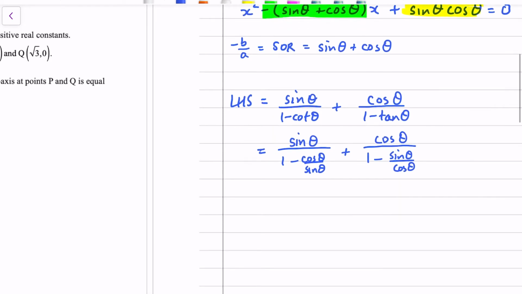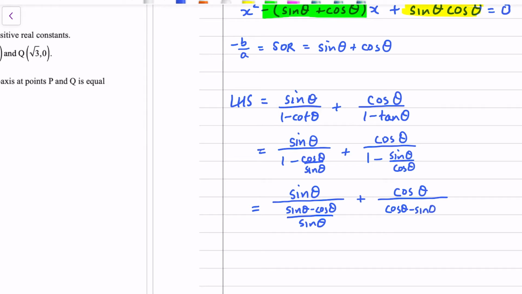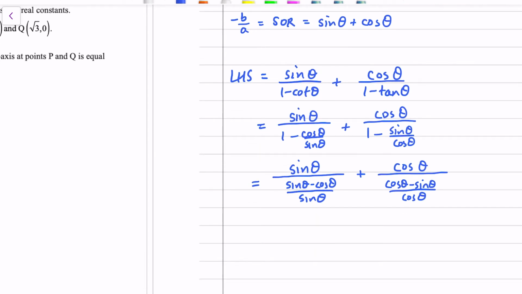Then we put the fractions in the denominators together, and we can make 1 equal to sine over sine, and then we get sine theta minus cos theta all over sine. The other one, we can make the one cos theta over cos theta. So we get cos minus sine all over cos. Notice that my denominator fractions have smaller lines than the bigger fraction. Dividing 2 fractions, times by the reciprocal, so I end up getting sine squared over sine minus cosine.